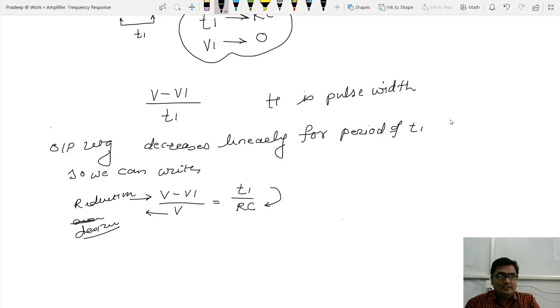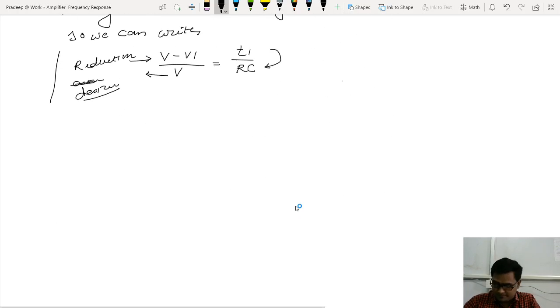In another language, the same thing I will repeat, but now the sentences will be different. Look at this, the reduction that is V minus V1 might create in the output voltage in the time T1. This reduction is happening in how much time? T1. In this much time, this much reduction is happening. That is okay.